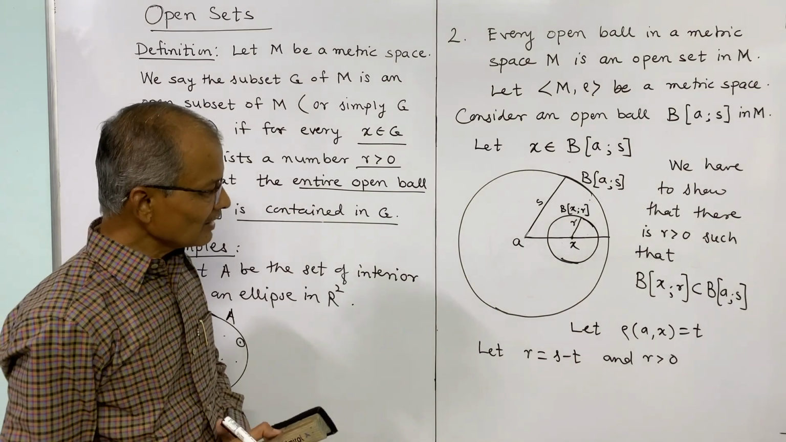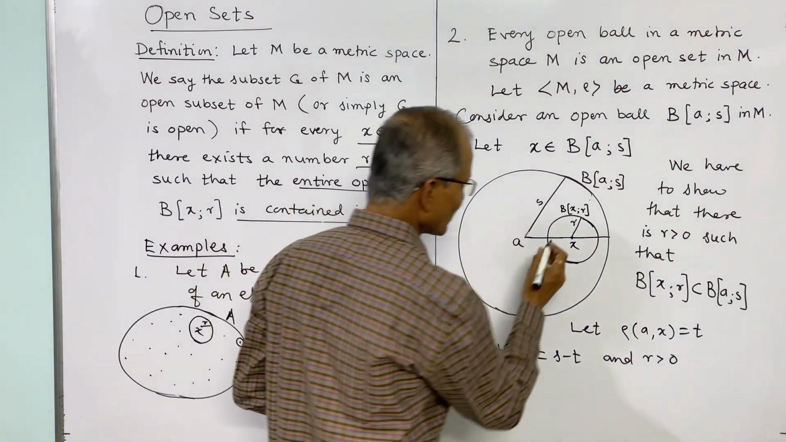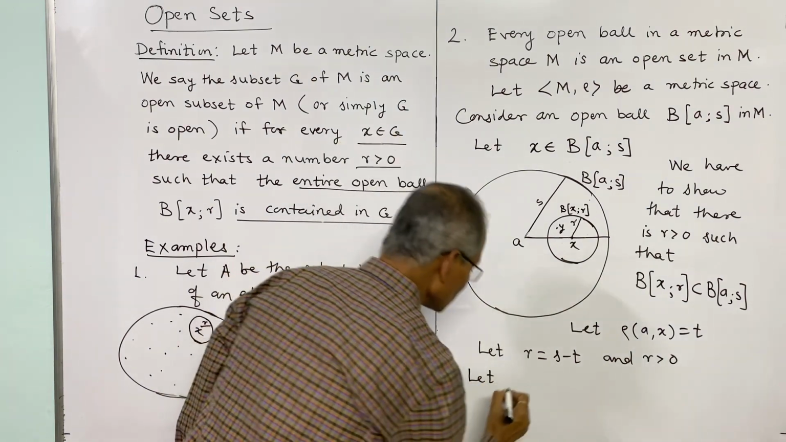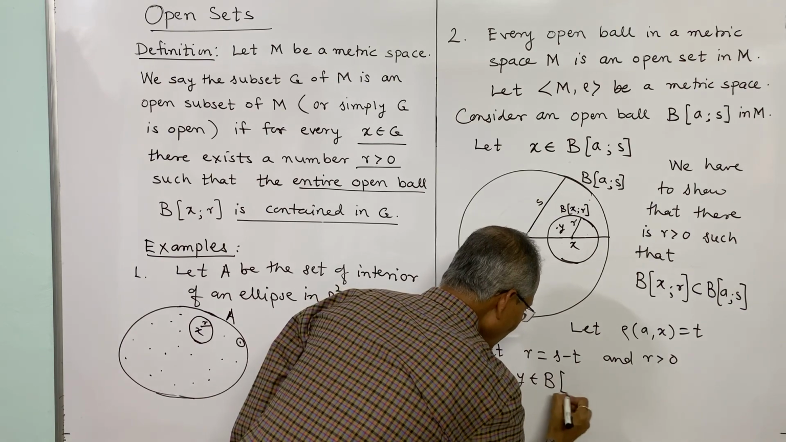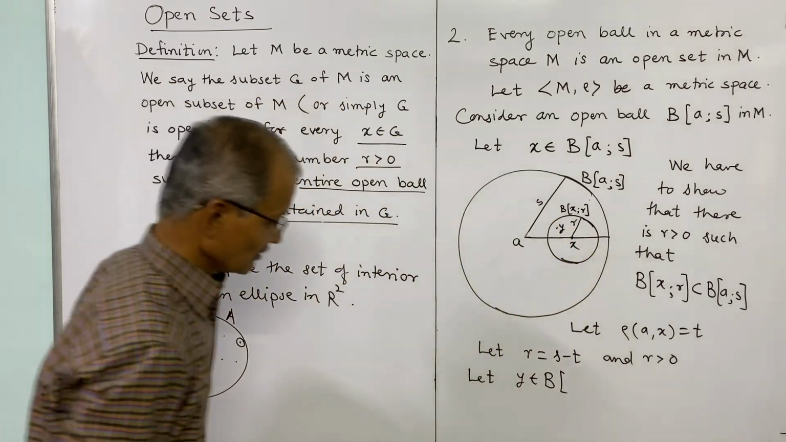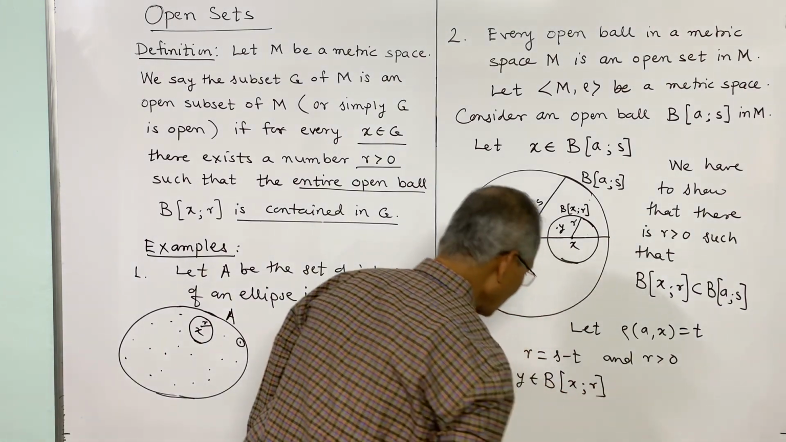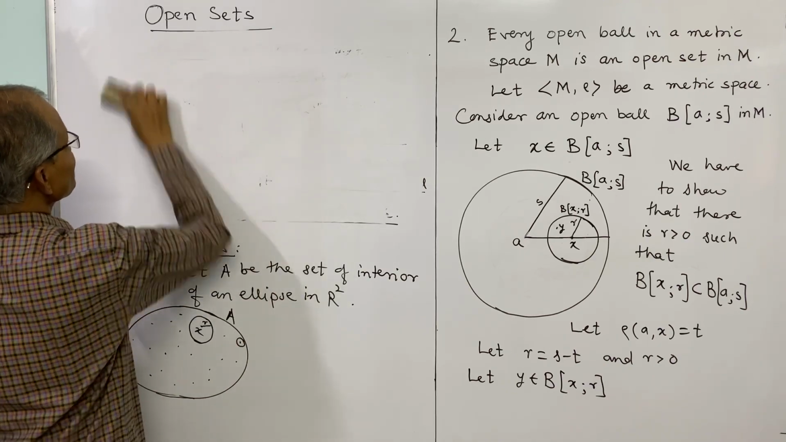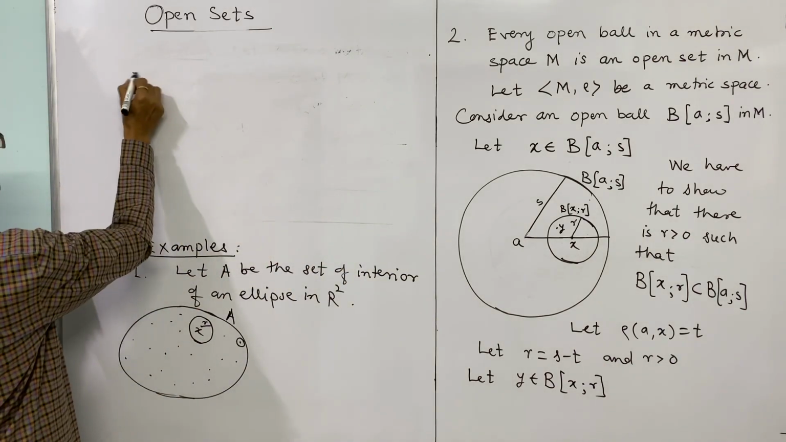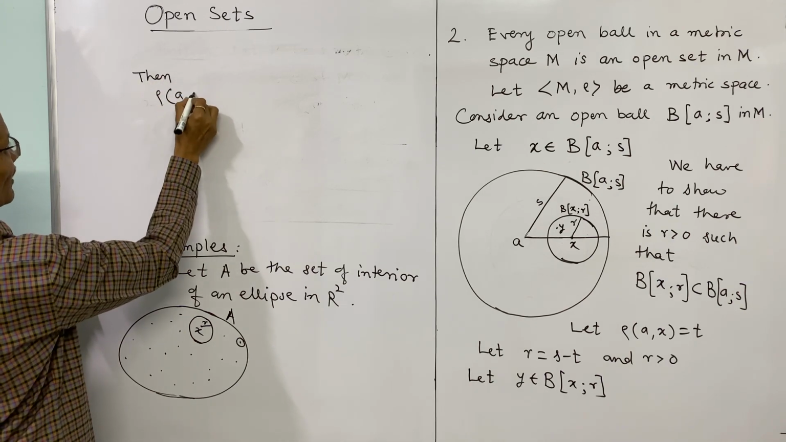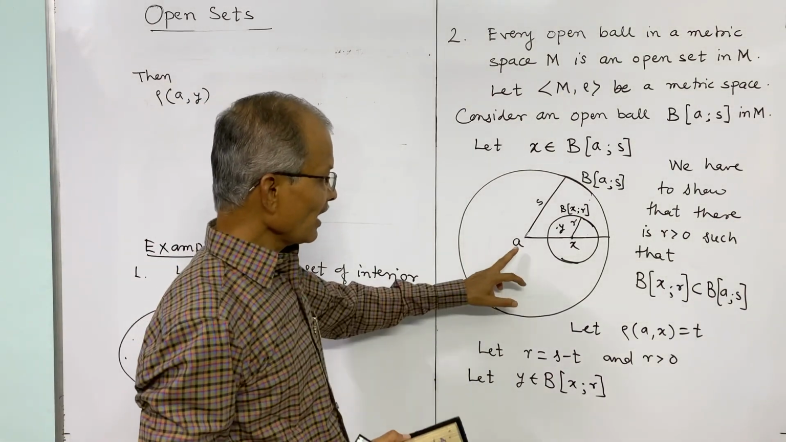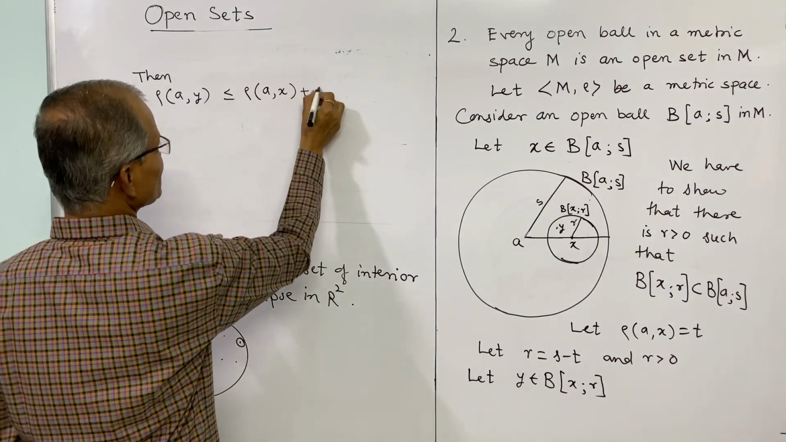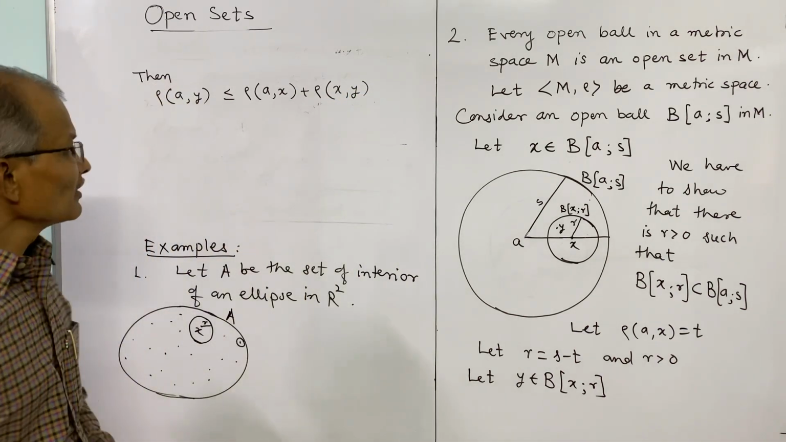So then we consider a point y inside the open ball. Further, let y belong to this open ball B(x, r). Then rho of a and y, the distance between a and y, now we use the triangle inequality, will be less than or equal to the distance between a and x plus the distance between x and y. This is by the triangle inequality.